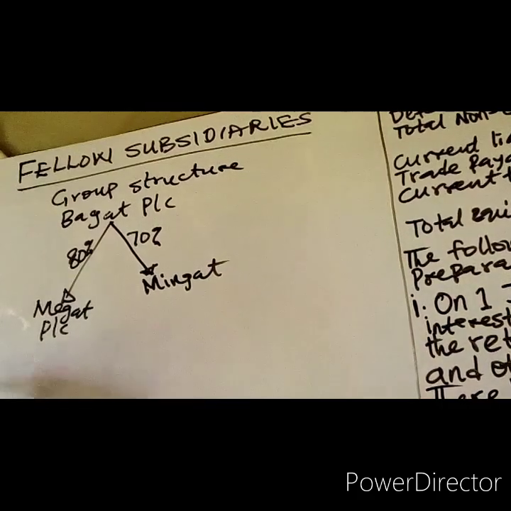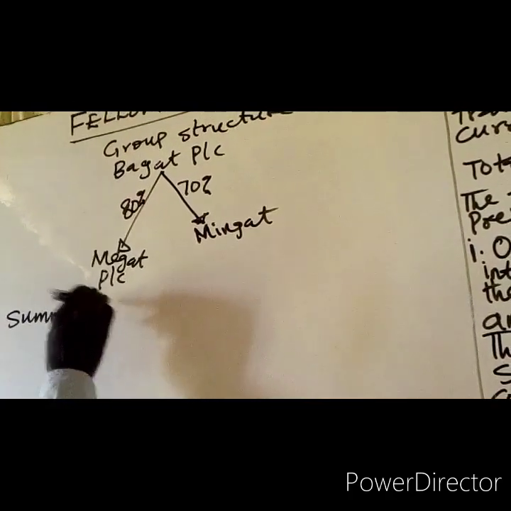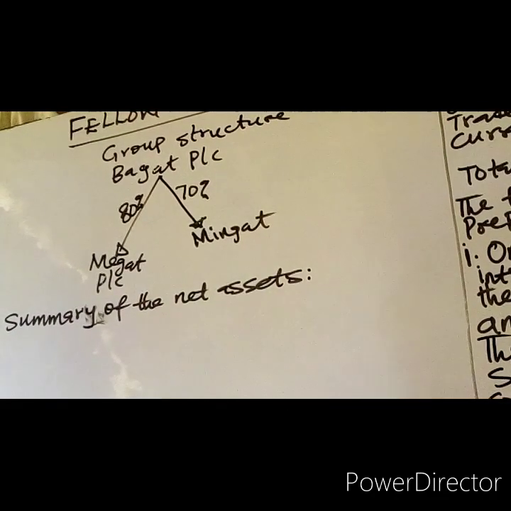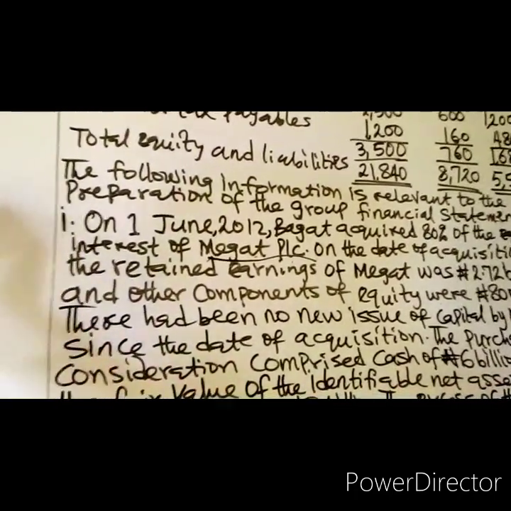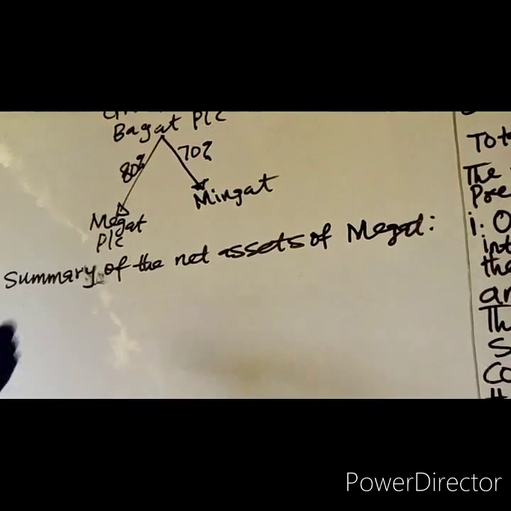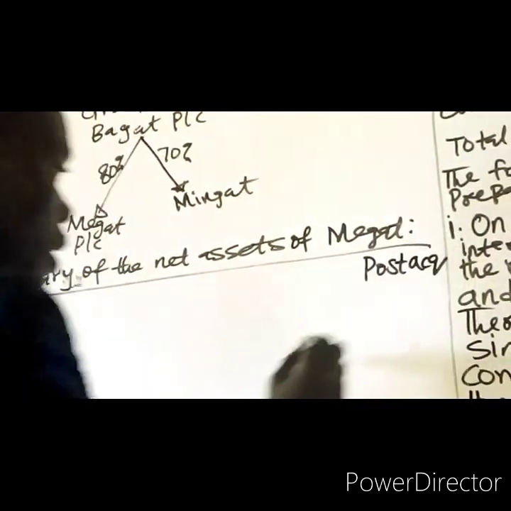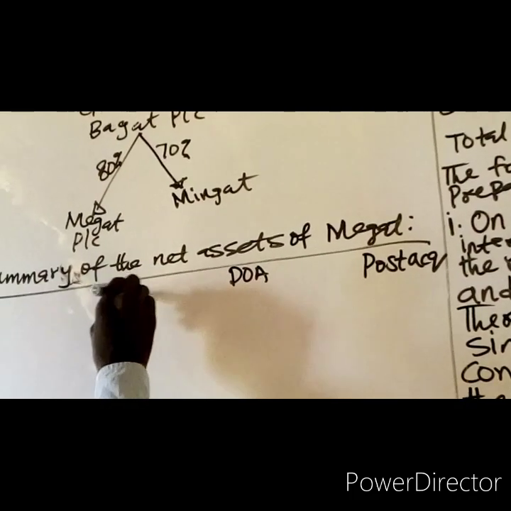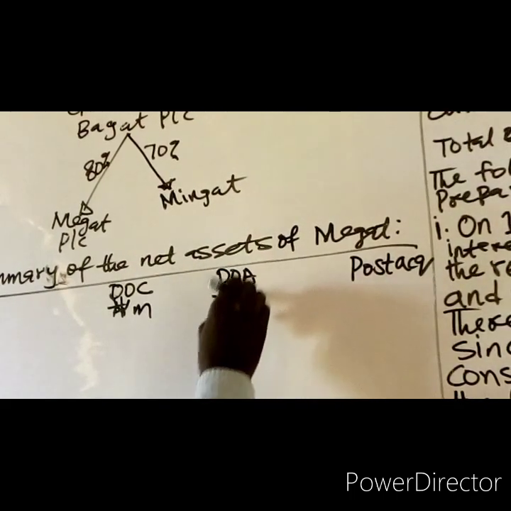Then the second step is the summary of net assets. Let's present that of the first subsidiary, which is Megat. Summary of the net assets of Megat. So you have the date of acquisition, and you also have the reporting date, that is the date of consolidation, then you also have post acquisition.